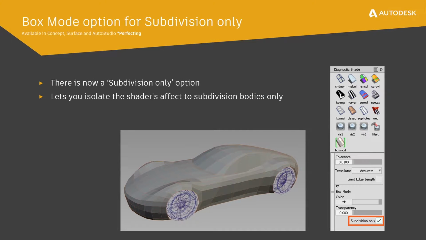First thing that we come across is the option that a lot of people were asking for when we rolled out 2020. They didn't want to have the box mode across all of the geometry. Box mode works on Subdivs and also on NURBS. And so we now have this option to just have it turned on for Subdiv bodies only. We'll look at that in a second.